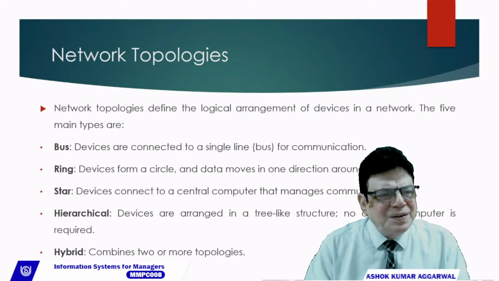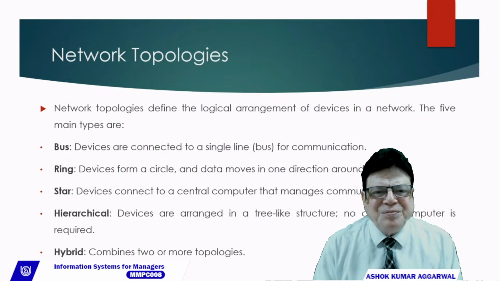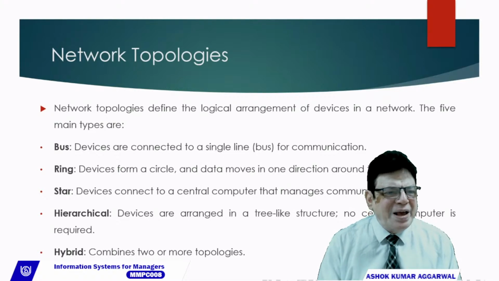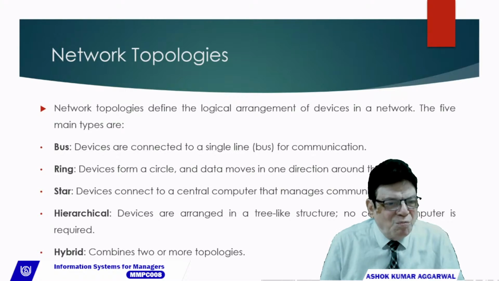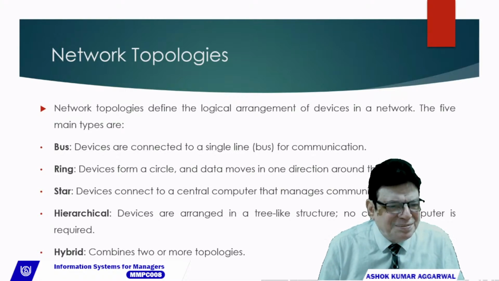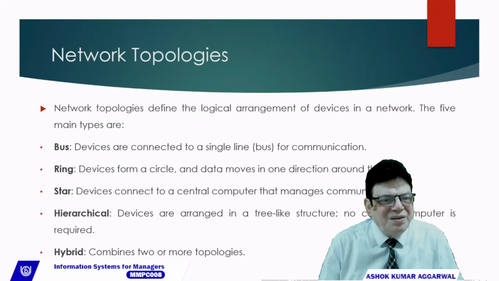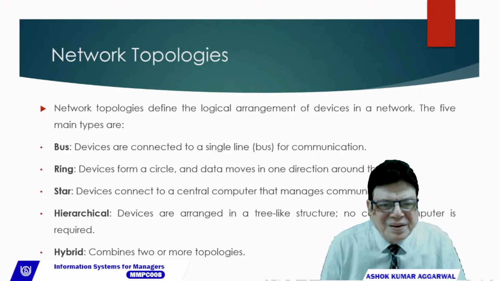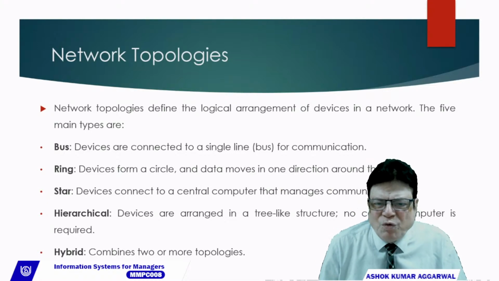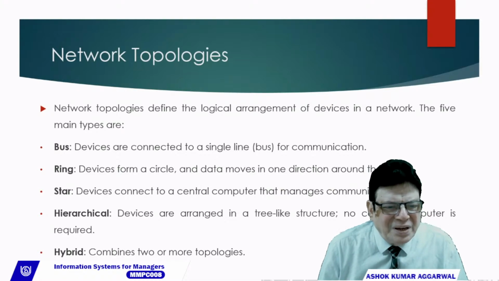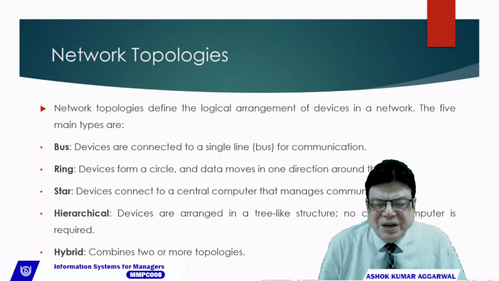Network topologies define the logical arrangement of devices in a network. The 5 main types are: bus, where devices are connected to a single line bus for communication. Then ring, where devices form a circle, and data moves in one direction around the ring. Star, where devices connect to a central computer that manages communication.